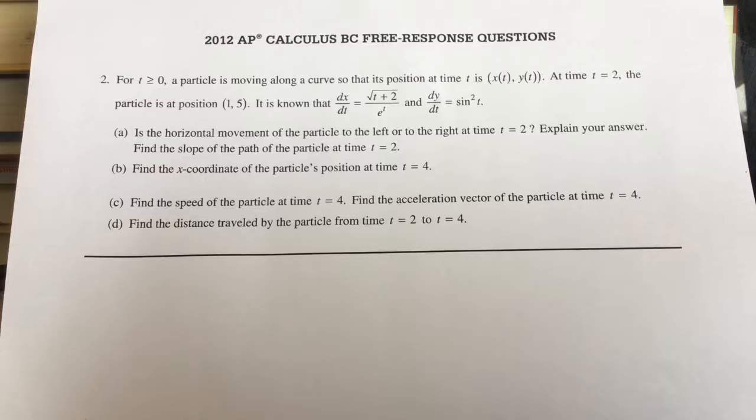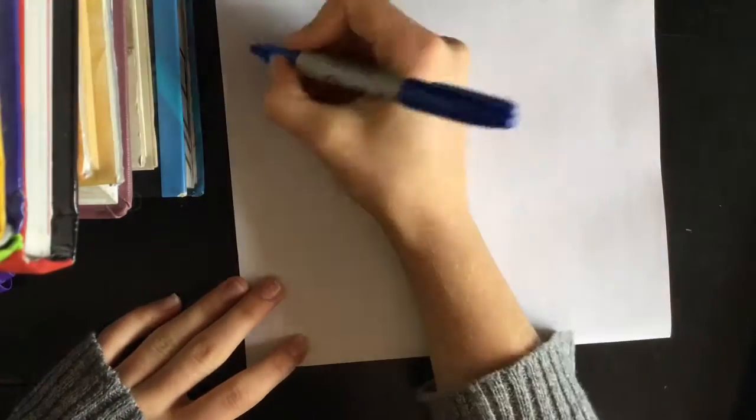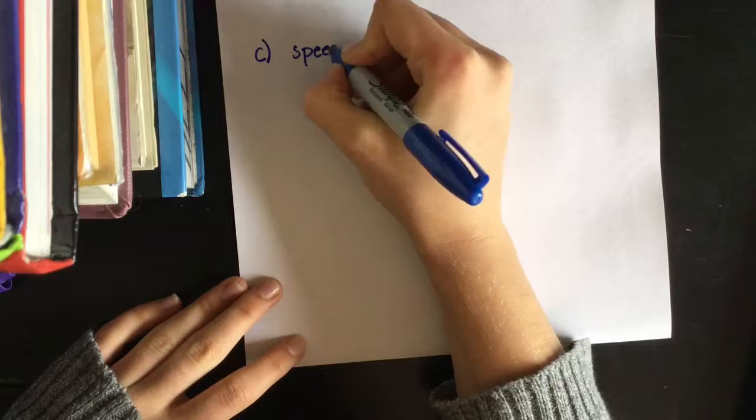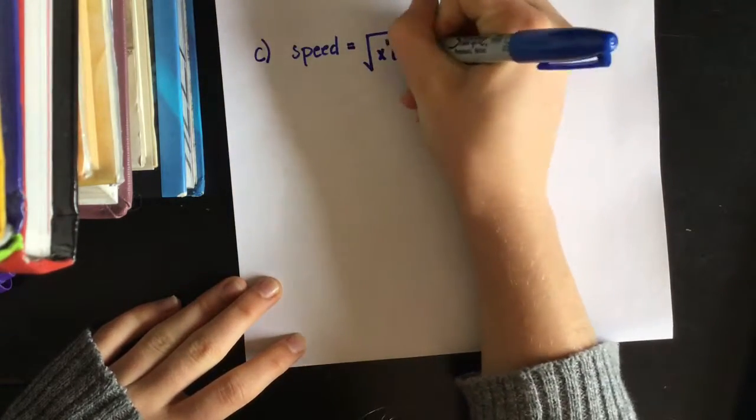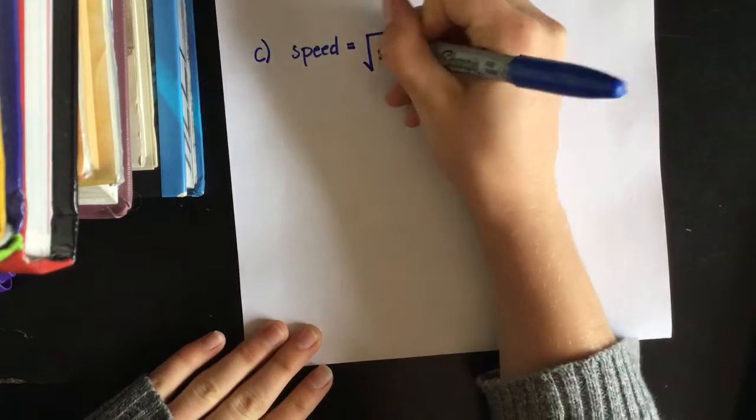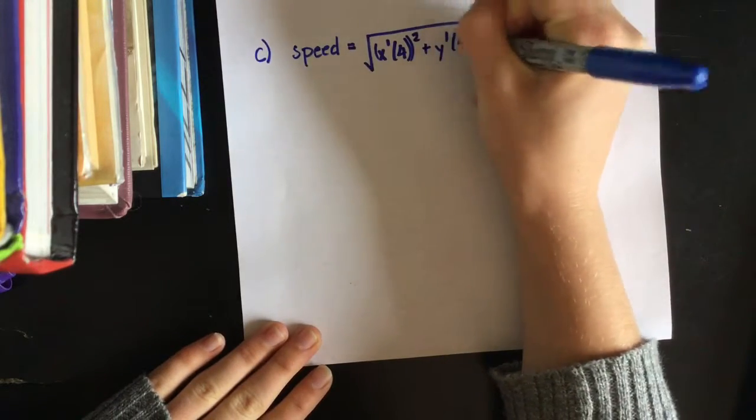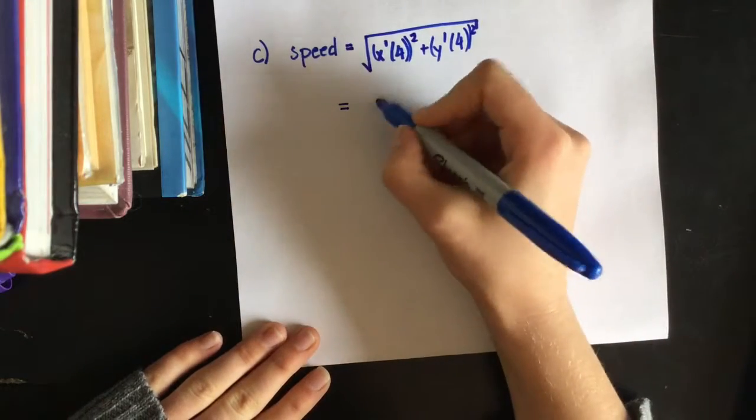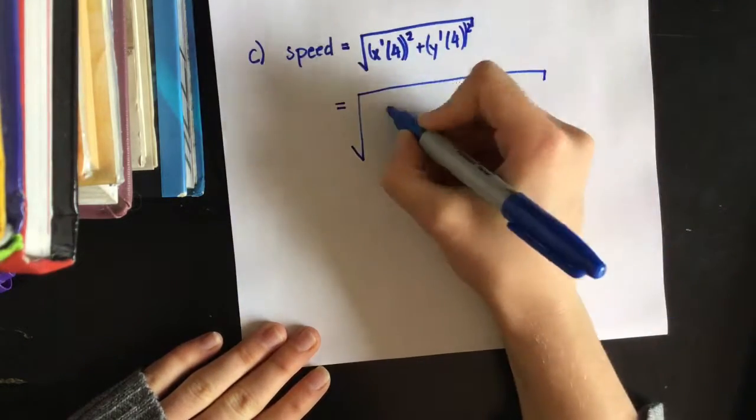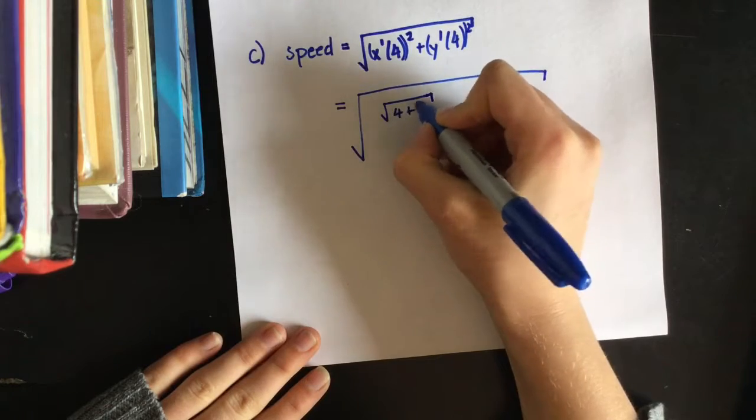Part C asks us to find the speed of the particle at time t equals 4, and the acceleration vector of the particle at time t equals 4. So for the speed, we're just going to apply the speed of vector valued functions, or how to find the magnitude of the velocity vector at t equals 4. So what we're going to do is find the square root of (dx/dt) squared plus (dy/dt) squared, and then plug in 4 for the value of t.